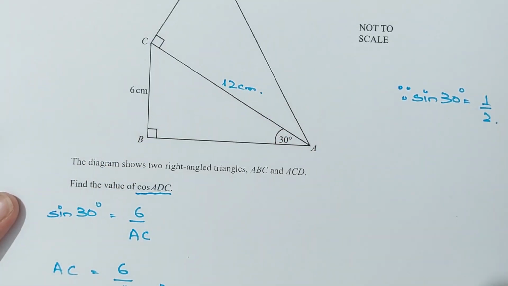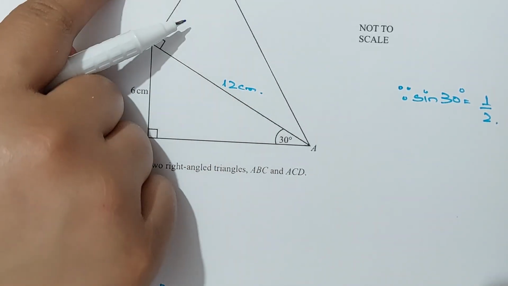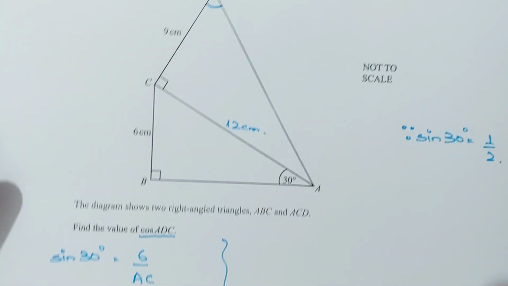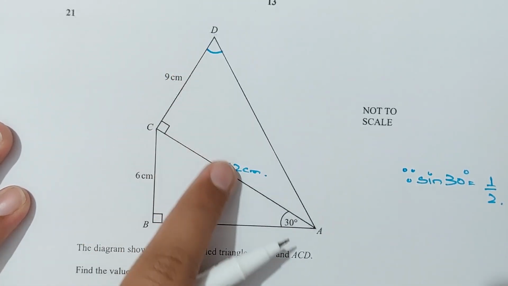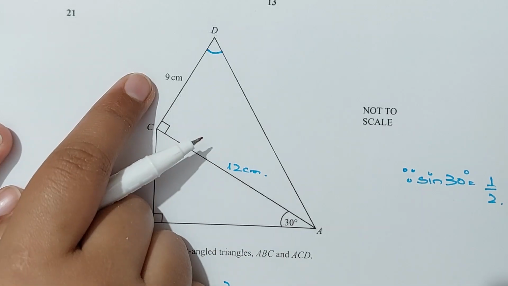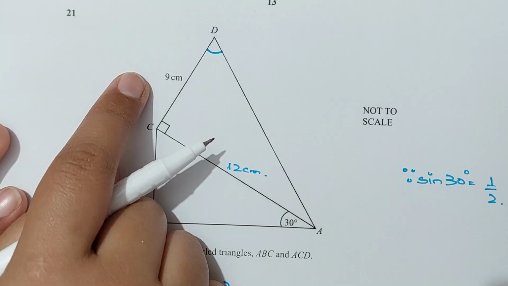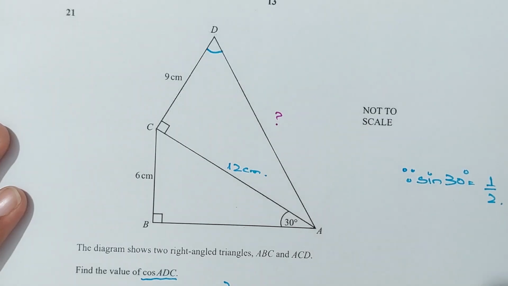For this right angle triangle, this angle is opposite and this is adjacent. So we can easily get the cos value. No, wait a second. This is the angle we have to work on. So this is the opposite side and this is the adjacent side. Tangent is opposite over adjacent, but we have to find cos, which is adjacent over hypotenuse. So we have to solve for AD first.